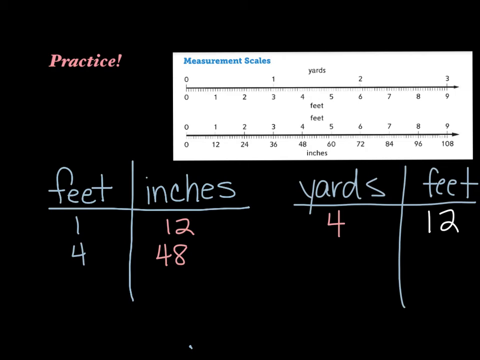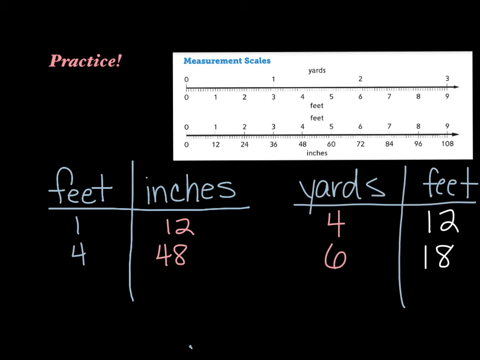What if I have 6 yards? Could we use the same method? By George, we can. So that means if I know that 3 feet are in 1 yard, then I could take 3 times 6, which is 18.